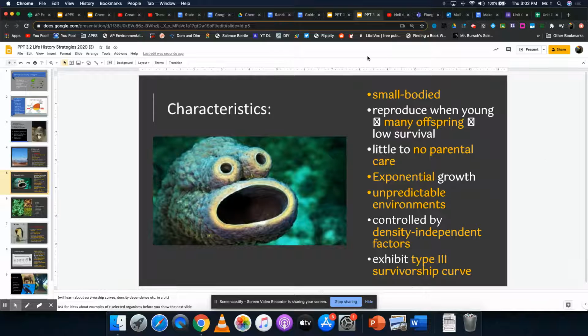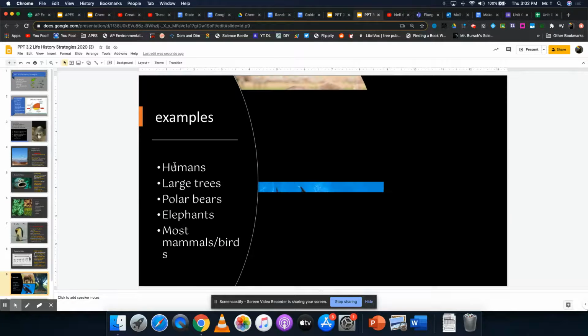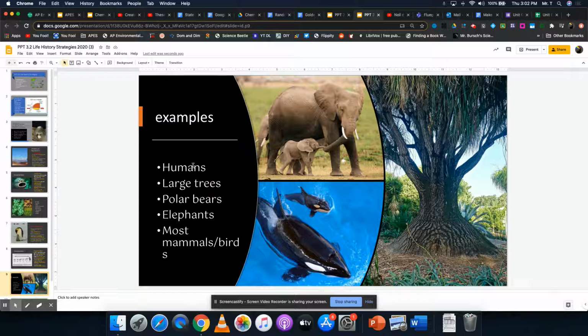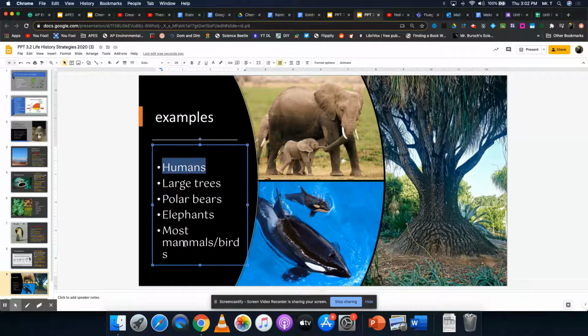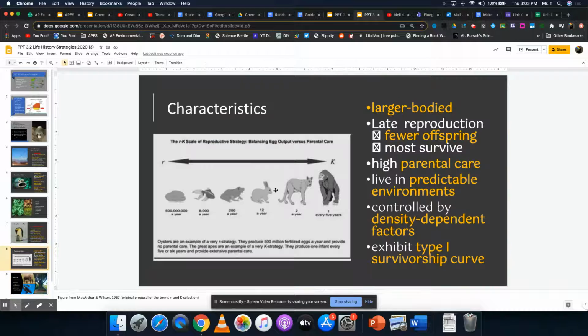And then compare them to this. They are straight up opposites. And then here are your example critters. The best example critters: humans. And then we're going to change most mammals to large mammals. So we're looking for large mammals like elephants, whales, bears, rhinos, giraffes, etc. Big mammals. Not necessarily all mammals, because K and R selected is a spectrum.